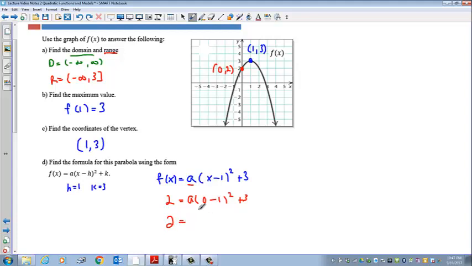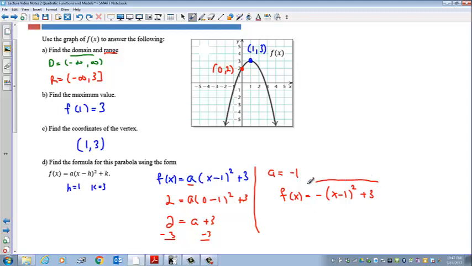So 2 is equal to, maybe square negative 1 to get back 1, so you just have a plus 3. And then we take away 3 from both sides, and we wind up with a being equal to negative 1. So now we can write down the formula as f of x equals negative (x minus 1) quantity squared. And you can put negative 1 there for a if you want, but negative's fine. And you add 3 to it. Right, and that's my answer.